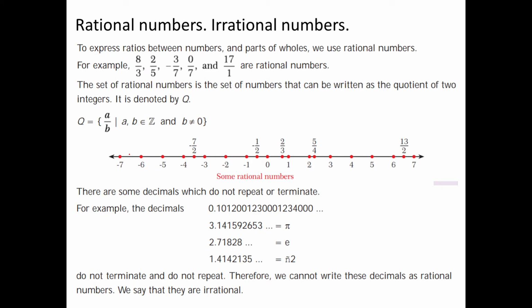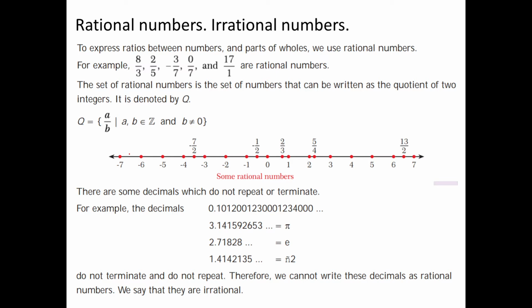Then we express rates between numbers and parts of wholes with rational numbers. For example, 8/3, 2/5, -3/7, 0/7, and 17/1 are rational numbers. The set of rational numbers is the set of numbers that can be written as a quotient of two integers. It's denoted by capital Q. Q is equal to a over b.